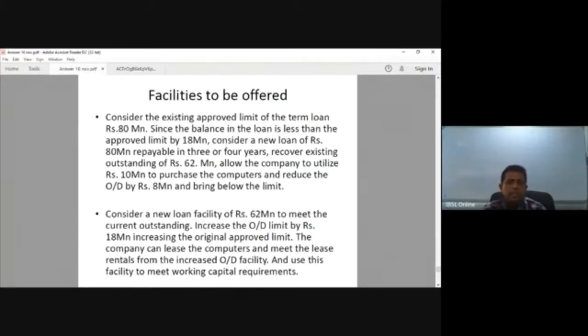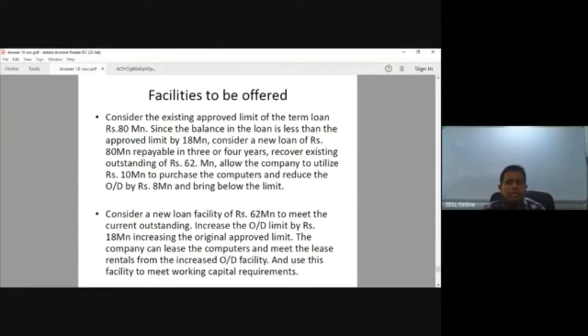Here it is further explaining. Consider the existing approval limit of the term loan, 80 million. Since the balance in the loan is less than the approval limit by 18 million, consider a new loan of 80 million repayable in 3 or 4 years. Recover the existing outstanding of 62 million. Allow the company to utilize the 10 million to purchase the computers and reduce the overdraft by 8 million and bring it below the limit. Right? I think it's very easy to understand.